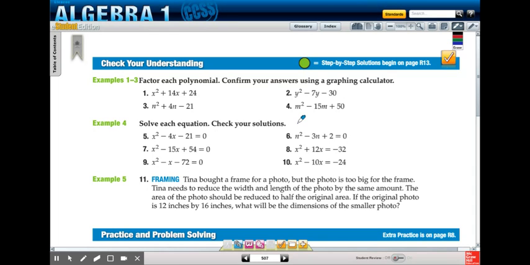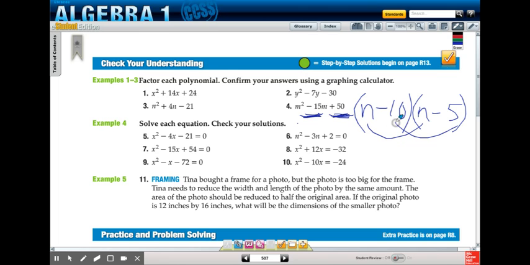In number 4, we have a positive 50, but we have a negative number here. Now, if you have a positive number here and a negative number here, the only way you can get that is if they're both negative, because that's the only way you can multiply. And so I'm pretty sure that this is n minus 10 and n minus 5. And let's see, that would be n squared. Here's the positive 50, negative 5 times negative 10, positive 50. And then negative 10n, negative 5n. That's negative 15n.